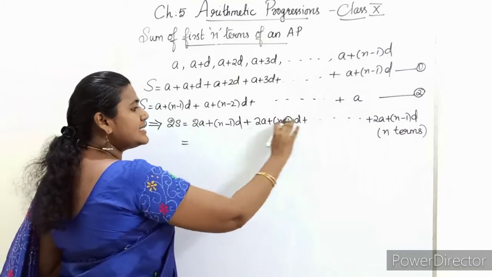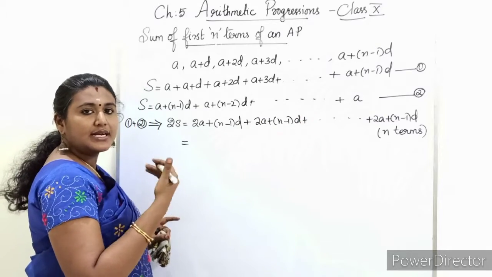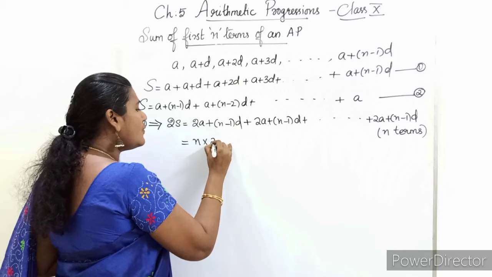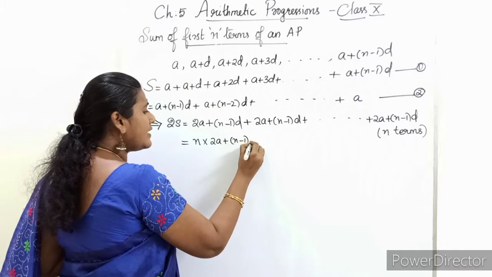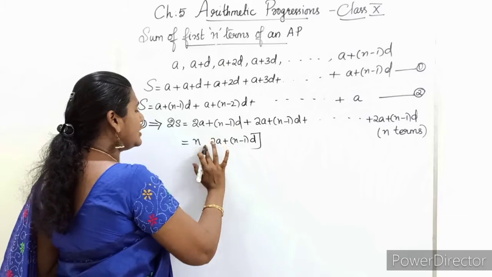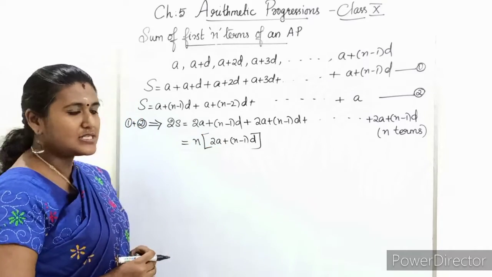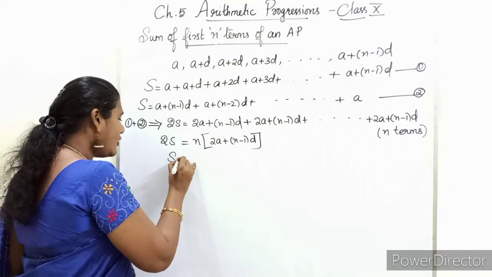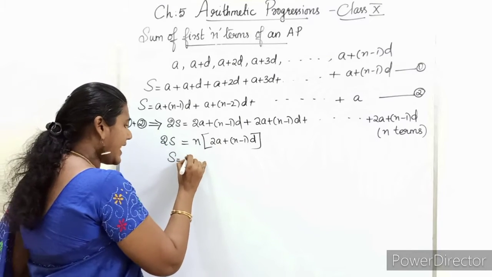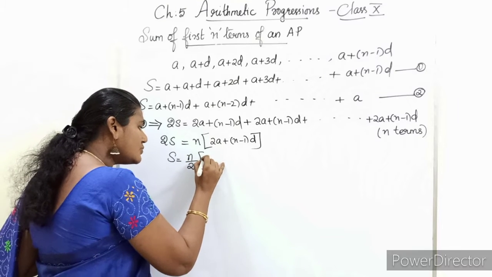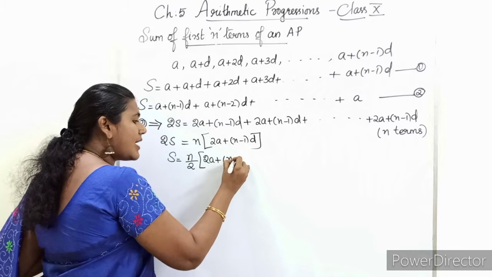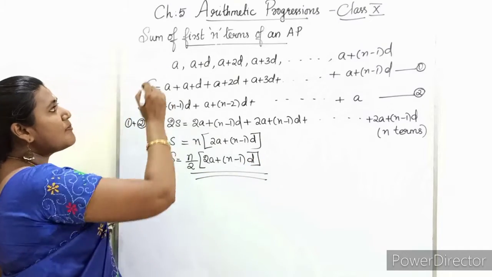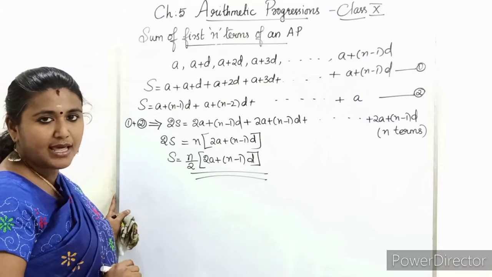So we can write this sum as the repeated addition as multiplication. N times we have 2a plus n minus 1 into d. So we can write like this, n into 2a plus n minus 1 into d. So this is the 2s. So from this, what is the value of s? We will take this 2 to this side. So n by 2 into 2a plus n minus 1 into d. So this is the formula for sum of first n terms of an AP.